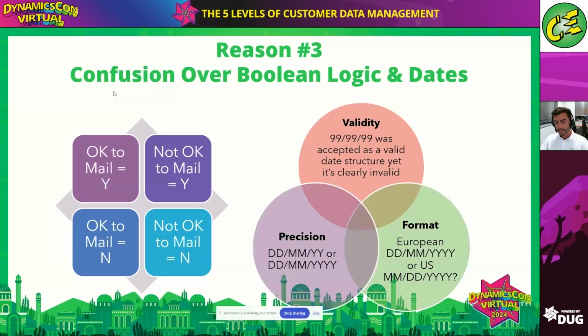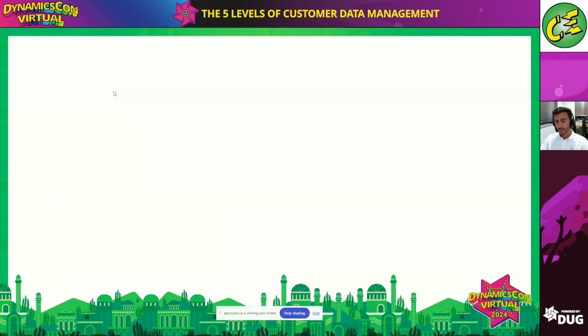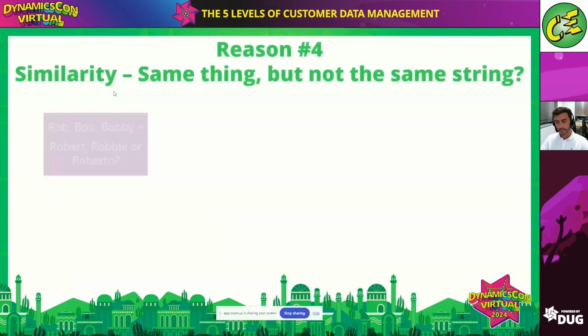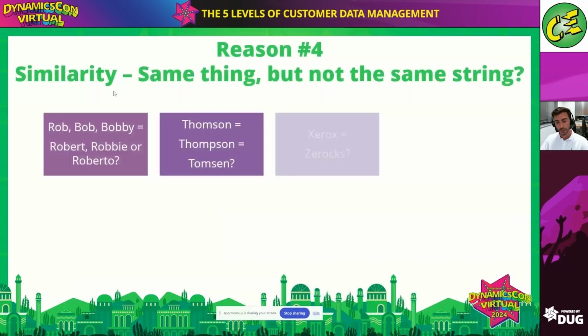And then we look at validity, precision or format, and we've touched on consistency around dates that are just not valid. And we've seen these in people's databases where we've got 999999. It's obviously not a valid date. We've got formats where we've got European or US dates. Again, I've touched on that a little bit earlier, but you can see some of the confusion caused by these date fields.